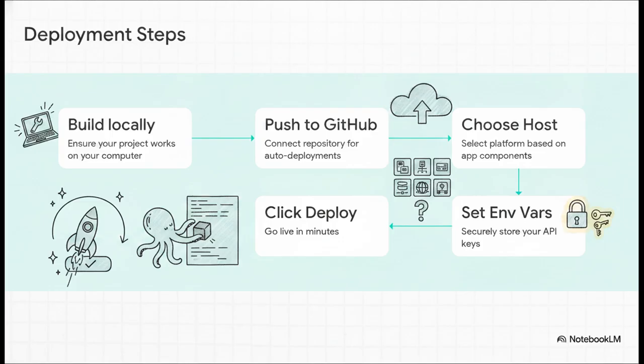Step 2, push your project to GitHub. This is super important because modern platforms connect directly to your repository. Step 3, choose your hosting platform from that matrix we just looked at. Step 4, configure your environment variables. And step 5, just click deploy. Most of these platforms will automatically pull your code from GitHub, and literally, within minutes, your app is live. It's kind of like magic, honestly.